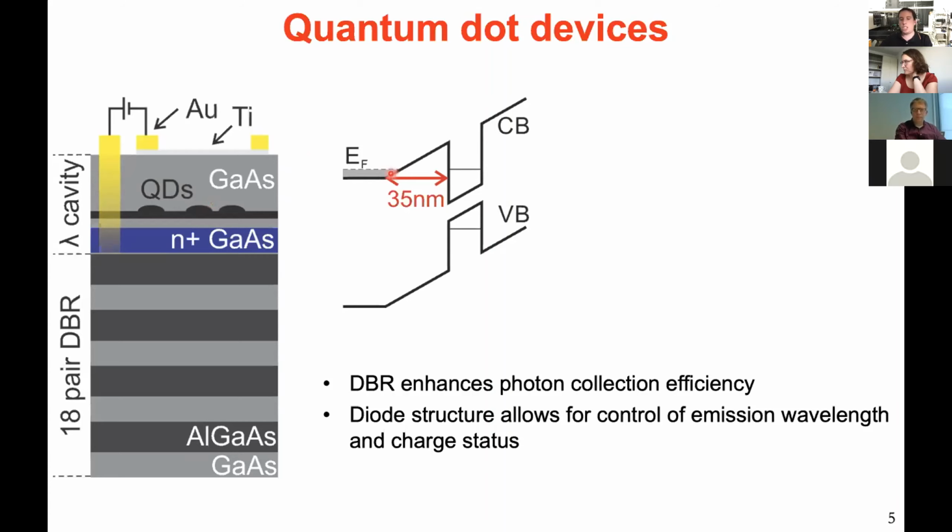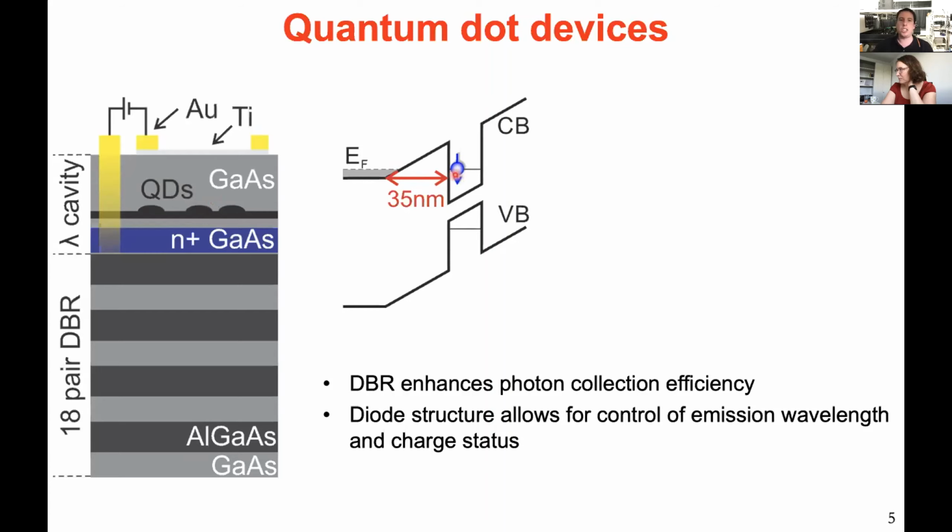Moreover, by carefully choosing the distance between the n-doped back contact and the quantum dot, we can deterministically charge the quantum dot with a single electron. If we lower the lowest electron level below the Fermi level, then an electron tunnels in, and if we lift it higher, an electron would tunnel out.